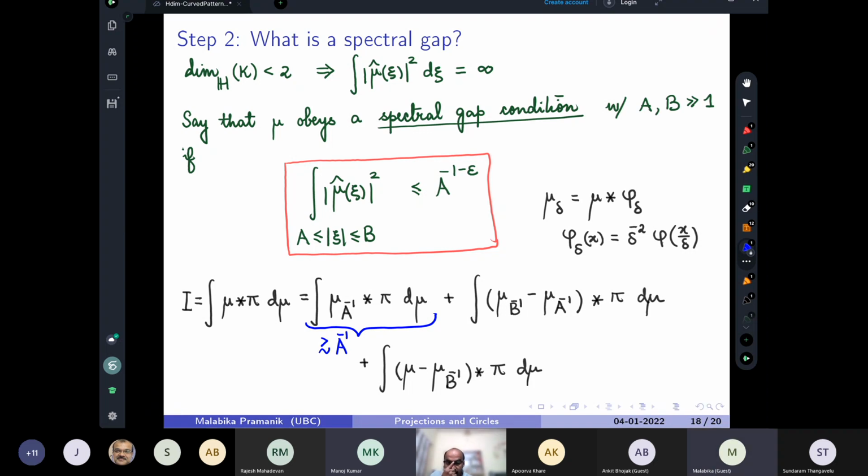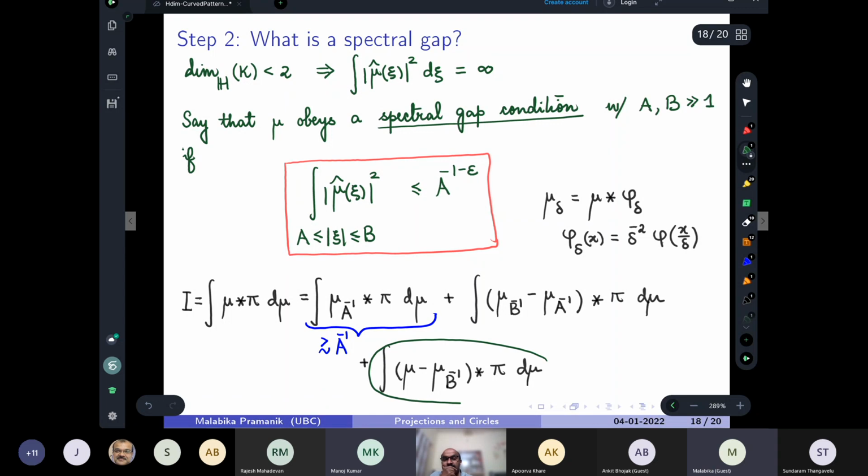The last part, this part over here, is the tail of the integral, and it's fairly standard to recast this integral in terms of the Fourier transform. In terms of the Fourier transform, the integral can be written as the integral over mod xi larger than b of mu hat of xi squared, pi hat of xi d xi. And this is where the curvature plays a role.